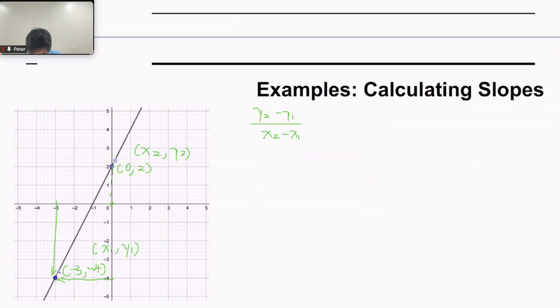y2 will be 2 here, as seen in the second point, minus y1, which is -4. And then we subtract the x coordinates. The first one, x2, is 0, minus the x1 coordinate, which is -3. So we subtract -3, which means we add them together. The double negative cancels out and becomes a plus, so it becomes plus 6 over 3, which is 2.